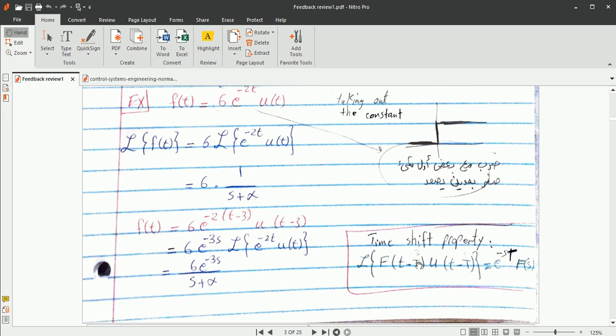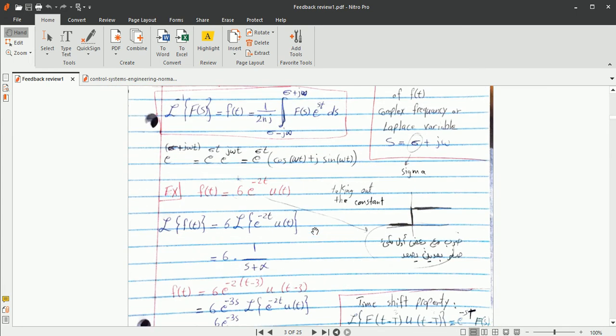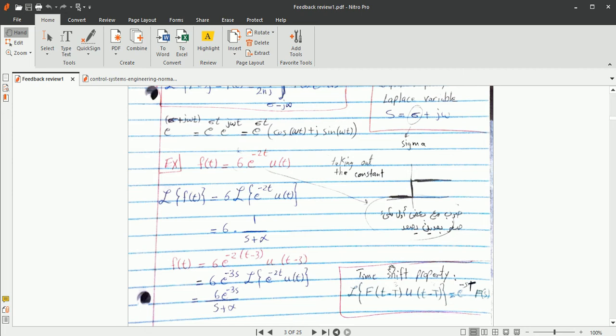Time shifting property: u of t minus capital T gives e raised to power minus sT. So is that okay here? Should I proceed further, or if you have any question, you can ask.